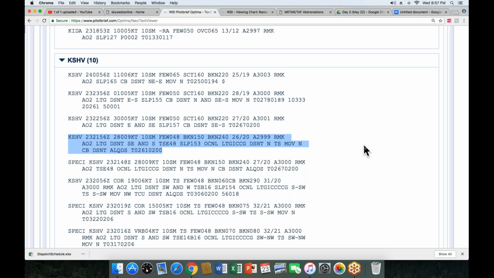Not sure what CG is. Cloud to ground. Cloud to ground. Distant north. Thunder showers moving north. Cumulonimbus. Distant all quadrants. Temperature 26.1 and dew point 20.0. Man, do you read automated weather reports? I've heard them.